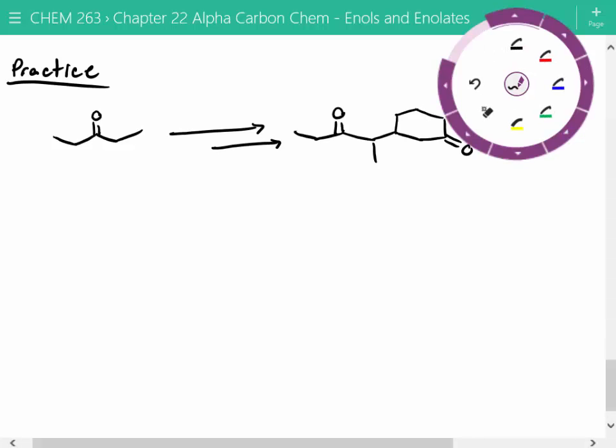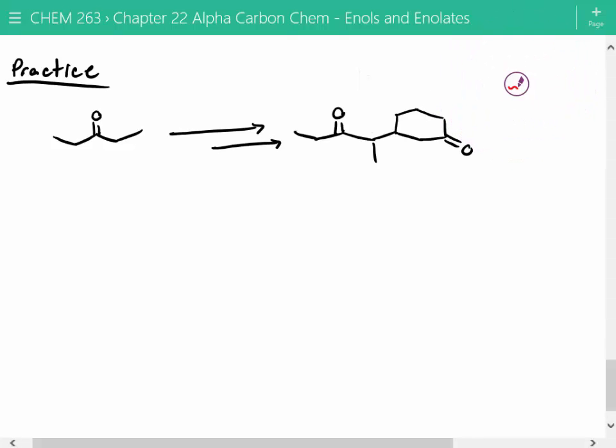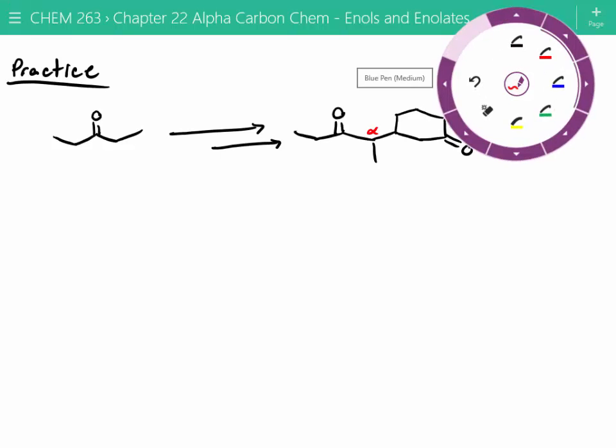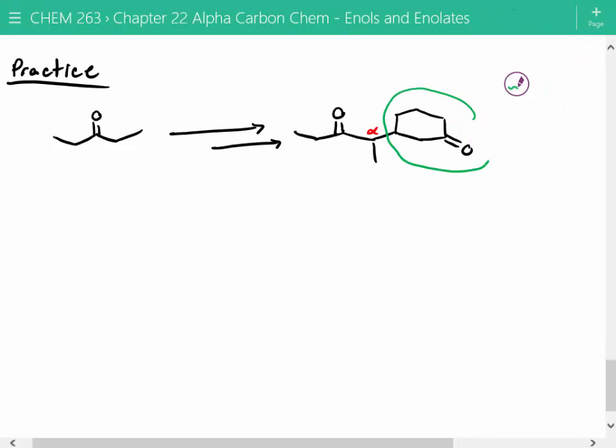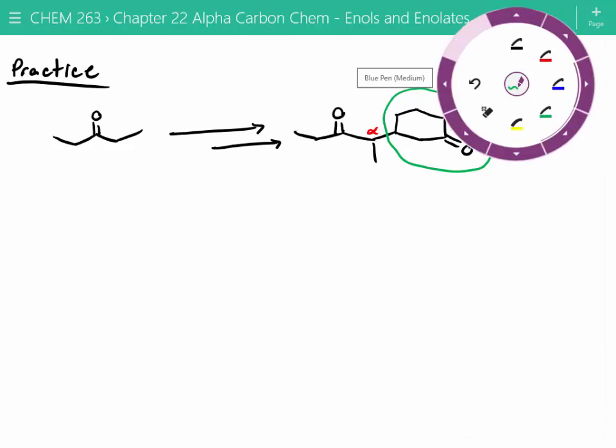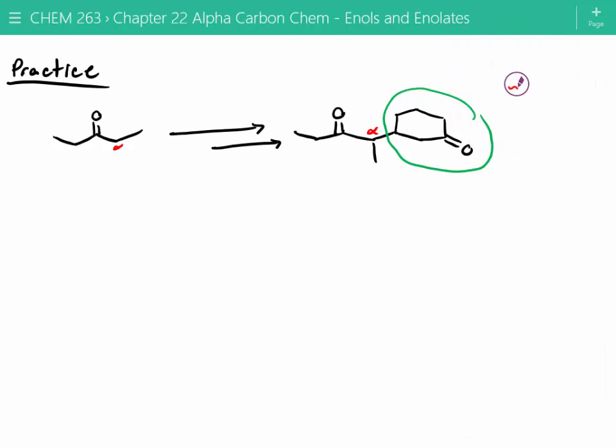I'll give you guys a hint too. It looks to me like our alpha position is right here, and our whole group that got added onto that alpha position was right there. So that alpha position I've shown in red is the same as that alpha position. So if we form an enolate, will it be very stable? So what do we need to do? Stork enamine.